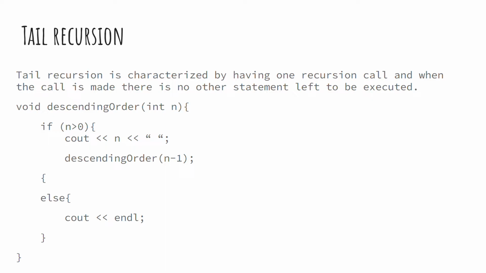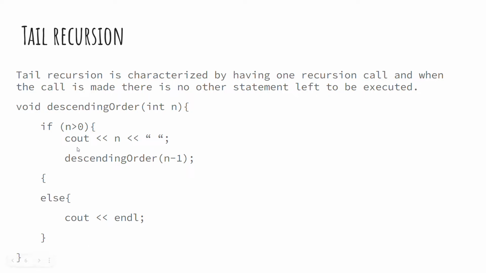Alright, so let's look into some different types of recursion. One of the important types of recursion is called tail recursion. Tail recursion is a recursion where you have just one recursive call, and the call is made at the end, at the tail, so there's no other statement left to be executed after that.